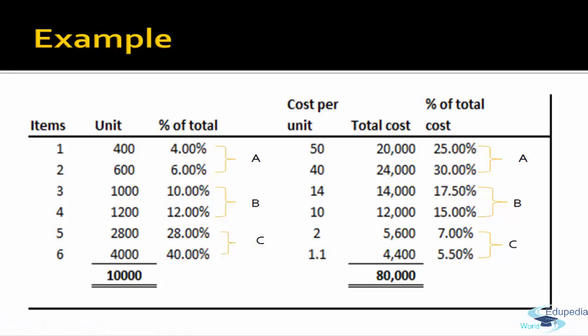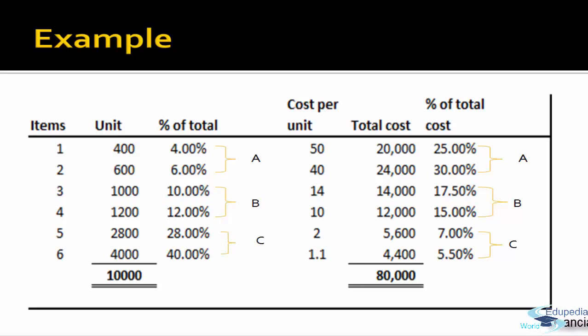And the next items, number 3 and 4, are relatively more in number, but their value and percentage of total cost is less than A category items. Thus items number 3 and 4 are considered as B category inventory. And items number 5 and 6, unit-wise and volume-wise, constitute 40 and 28%. So 68% of the total volume of inventory consists of items number 5 and 6, but their total value in inventory is only 7% and 5.5%.